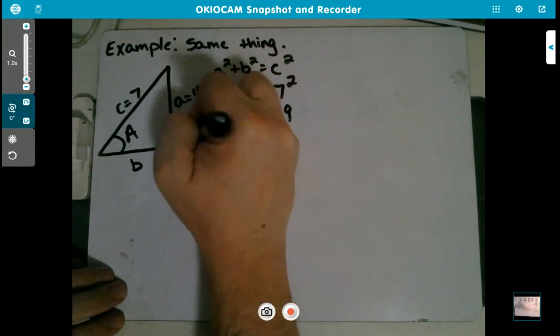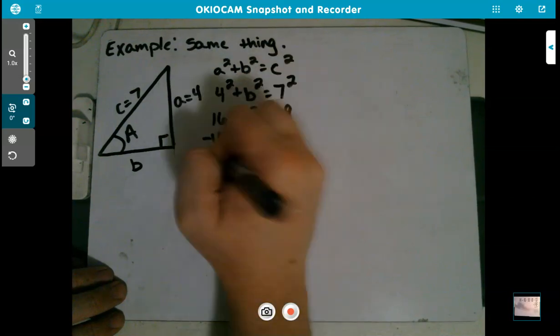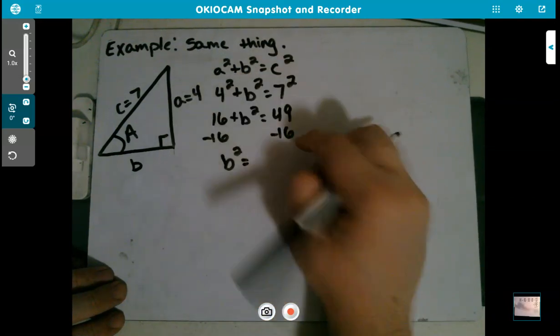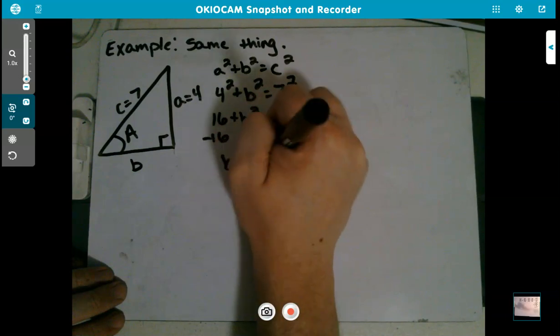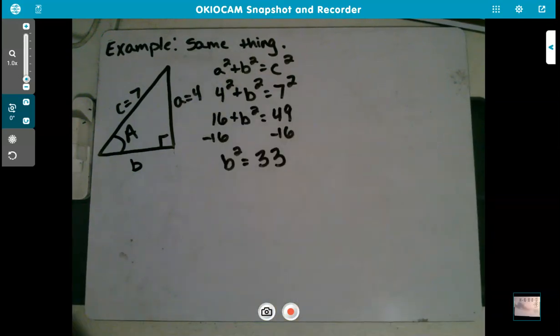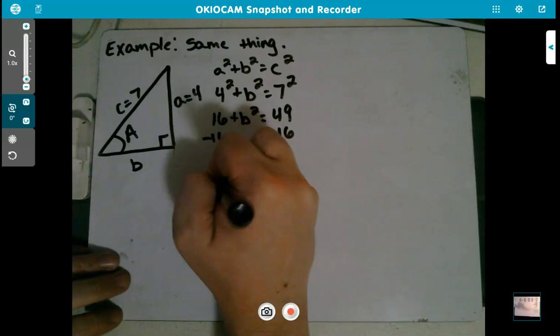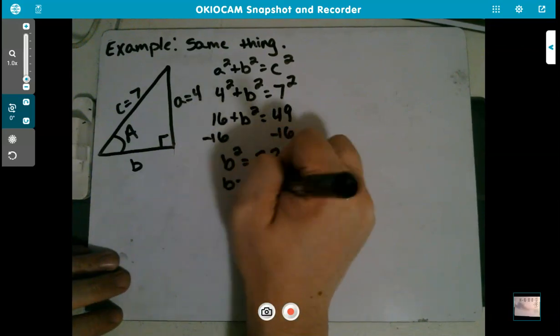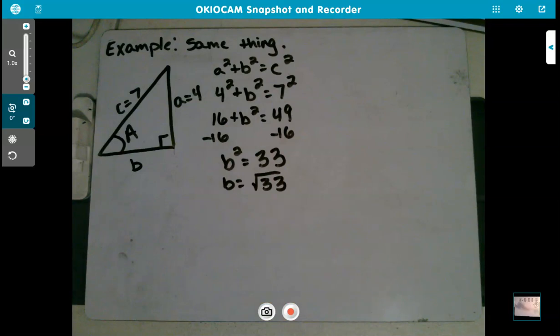To solve that for b, we need to subtract 16. So b squared is equal to 49 minus 16, which is 33, if I'm right. Yes. And then to solve that, I find the square root of it. Now, 33 is not a perfect square, and so it's just going to stay b equals the square root of 33. So the missing side length is the square root of 33. Remember I said in this class, whenever you have a square root of some stuff, just leave it as a square root. Okay, so just like that is fine.